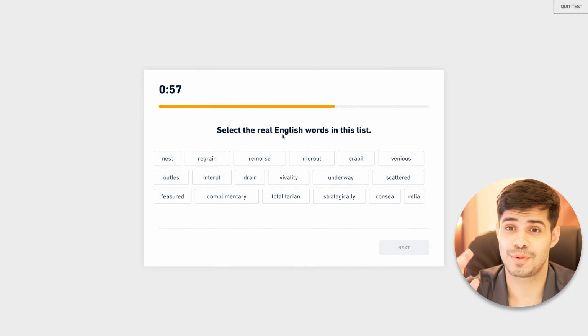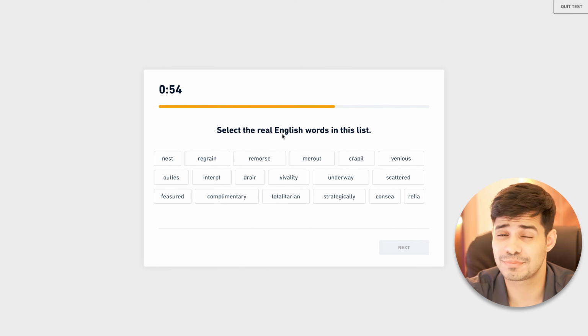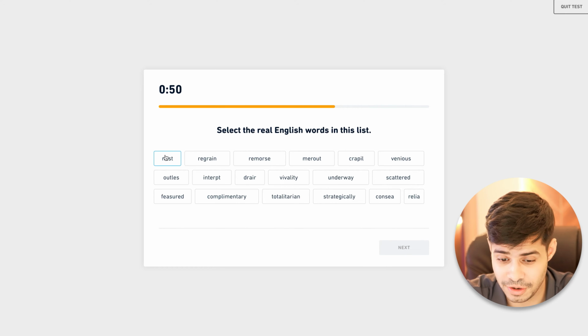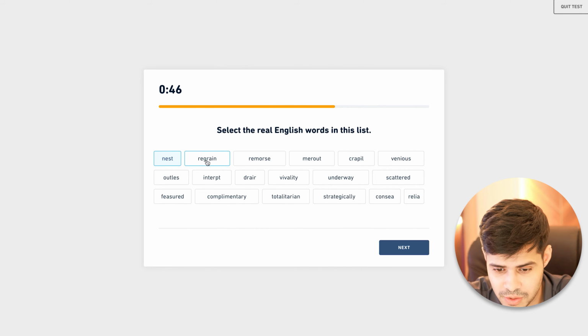Yeah, and if you know the right answers, please comment down below, because those 2 or 3 blanks were really confusing actually, especially the 2 that I stepped on. Select the real English words. Okay, nest, regrain. Not sure about that. Remorse, merout, grapeville, Venus, no. Outles, no. Interrupt, prayer, vivality, no.